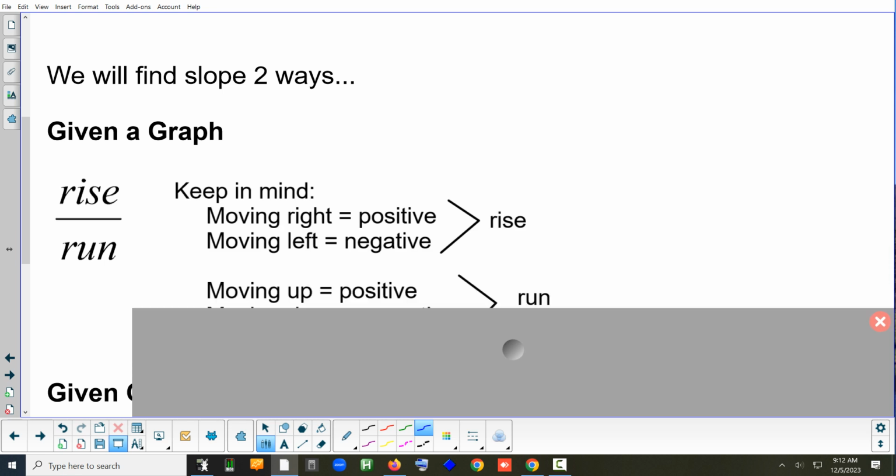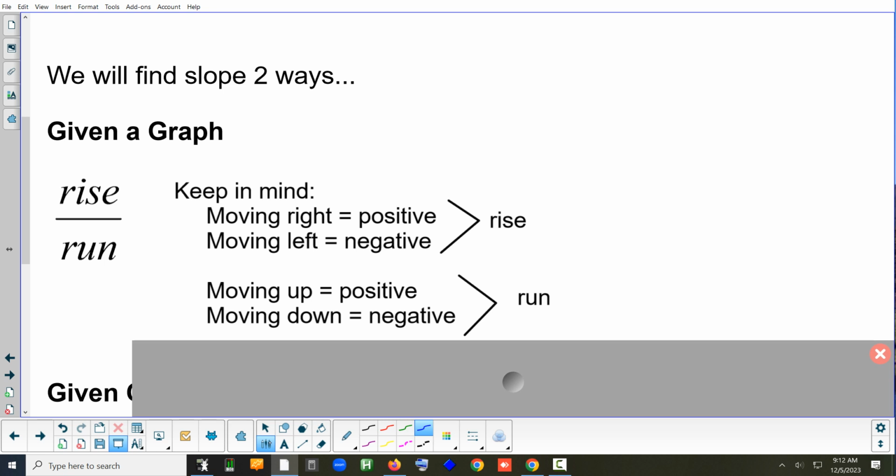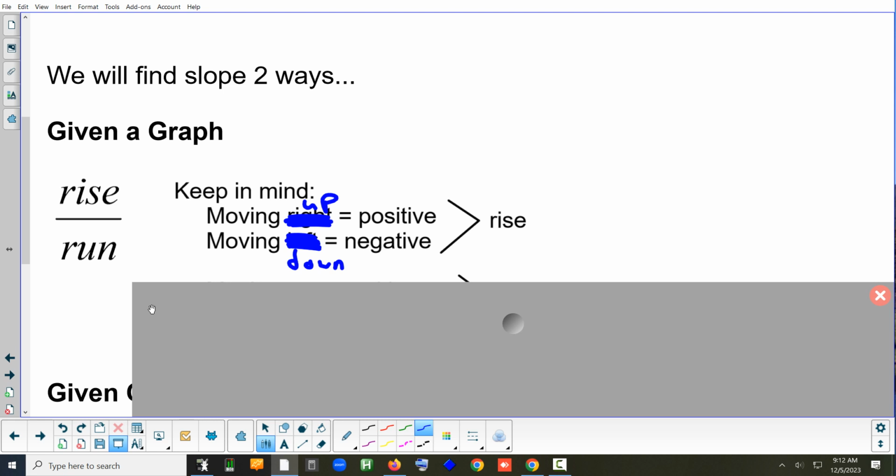Let me fix this before you copy the whole thing. So rise is, let's make that up and down. So for rise, you're talking about up and down. Think about if you let a balloon go, from helium, it rises. Rises means it goes up and down. So rise is always up and down.